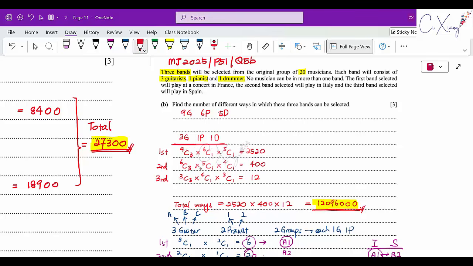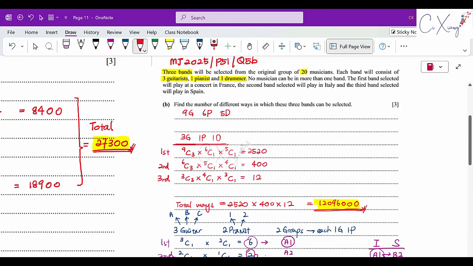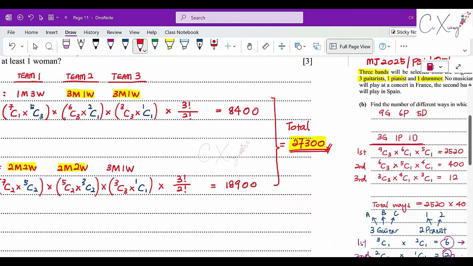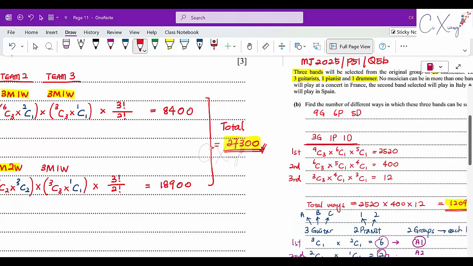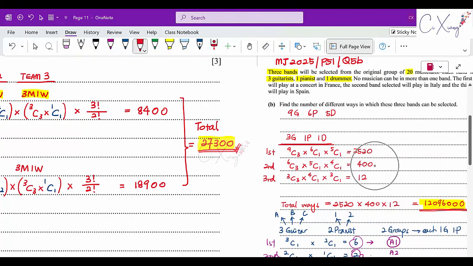And the number of combinations here, right, is the same as what we did here. This is team 1, team 2, and team 3. So team 1 is like our first group. Team 2 is like our second group. Then team 3 will be like our third group. Then to get the combination, I just multiply the combinations within the groups.